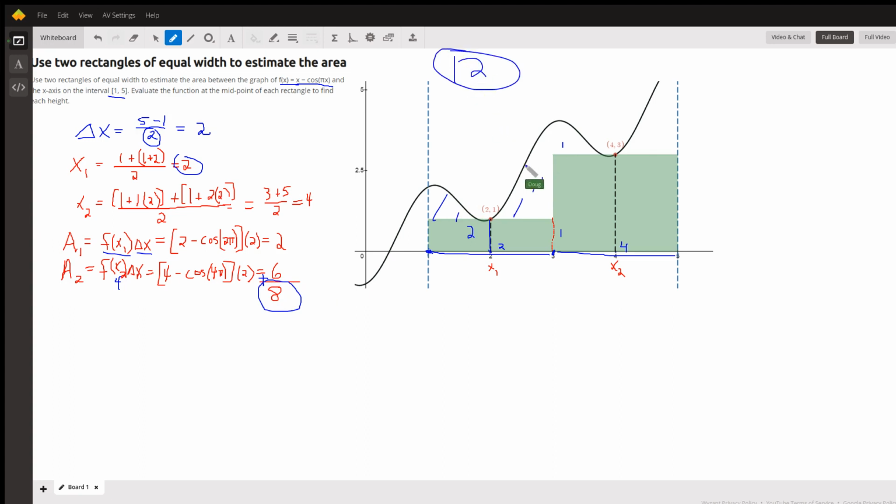So this didn't give us a very close approximation, but if we increase the number of rectangles, we would get closer and closer to the true value. And you'll find out eventually that we take the limit as n approaches infinity, where n is the number of rectangles. Okay? And that's what we mean by the definition of a definite integral.